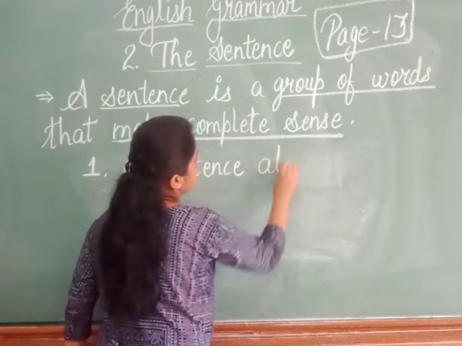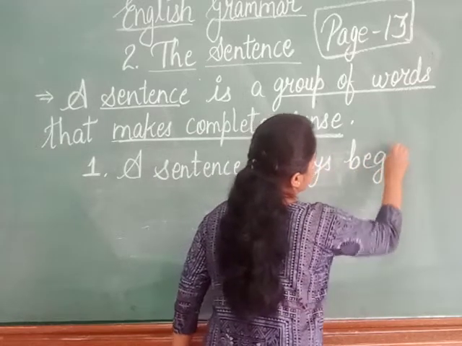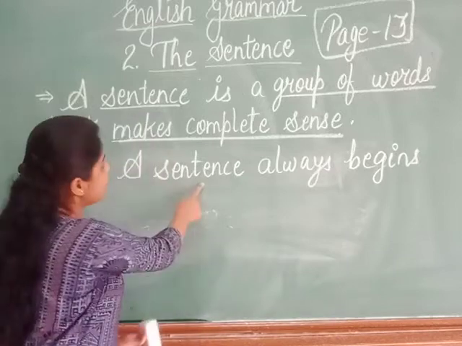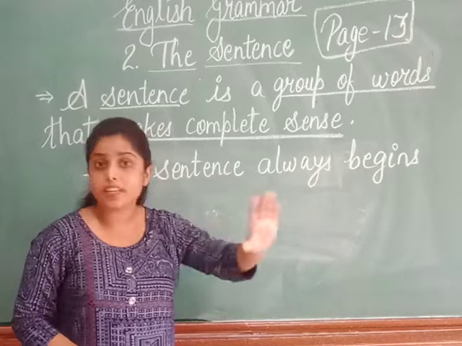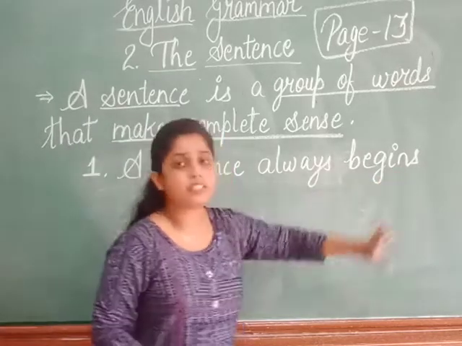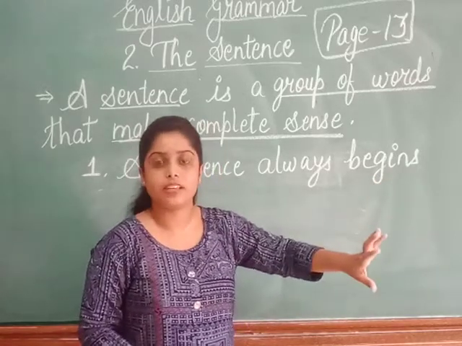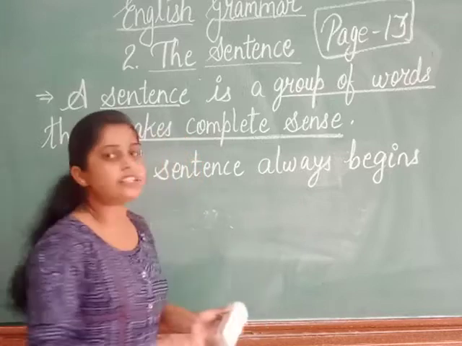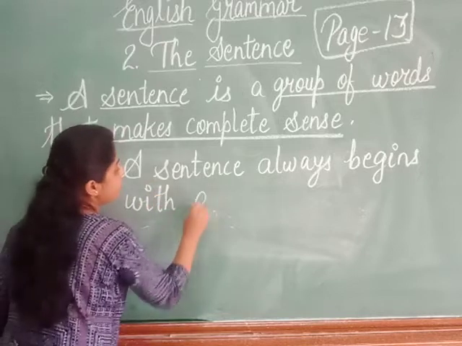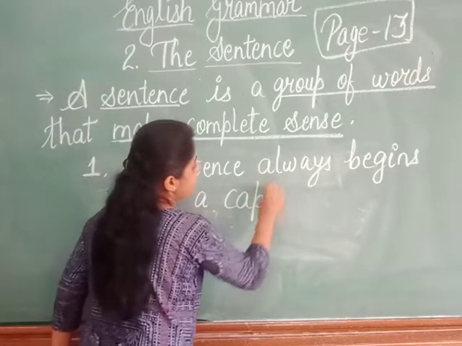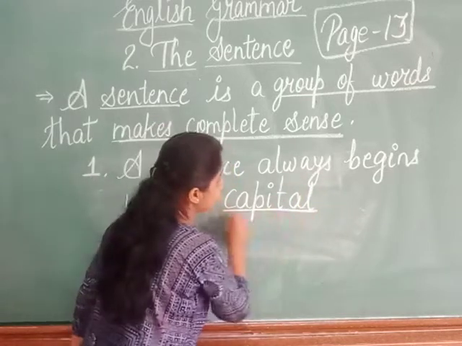A sentence always begins. A sentence, एक sentence always means हमेशा, कभी कभी नहीं, हमेशा. Begins means start होता है. ठीक है, begin होना, start होना both are same. A sentence always begins. कैसे start होता है? With a capital letter. एक सेंटेंस हमेशा किस तरह स्टार्ट होता है? A sentence always begins with a capital letter.